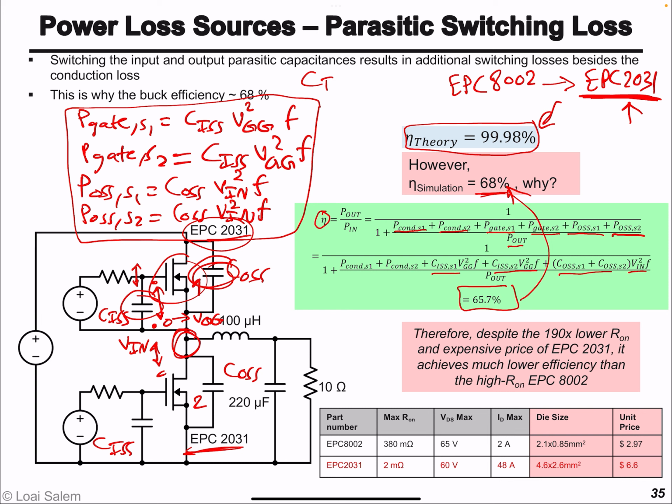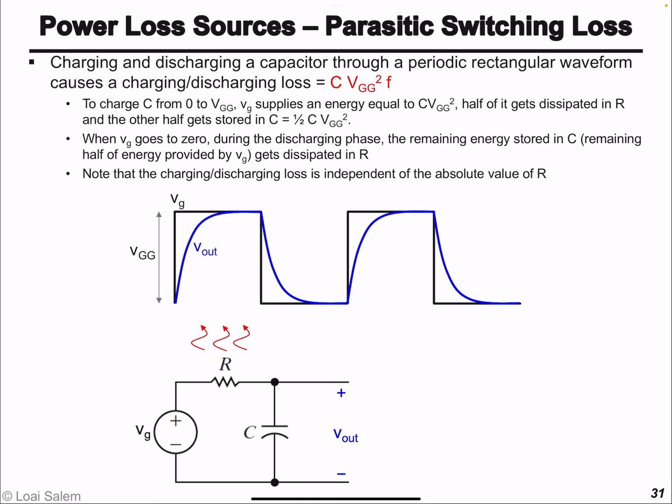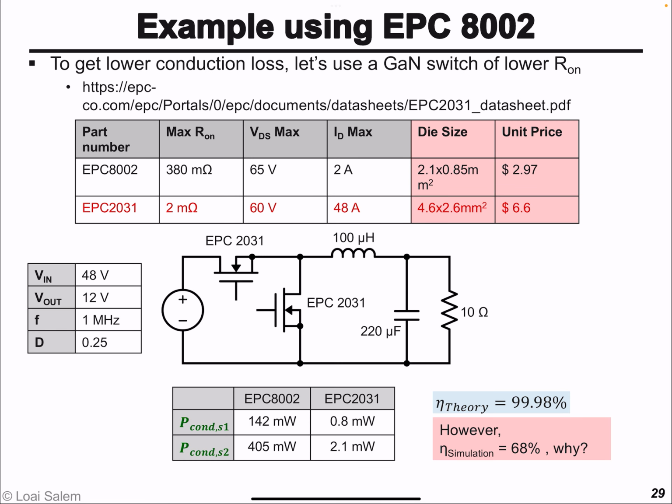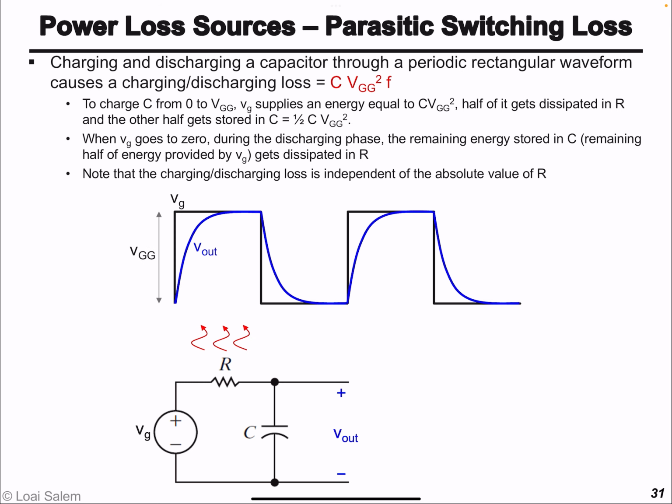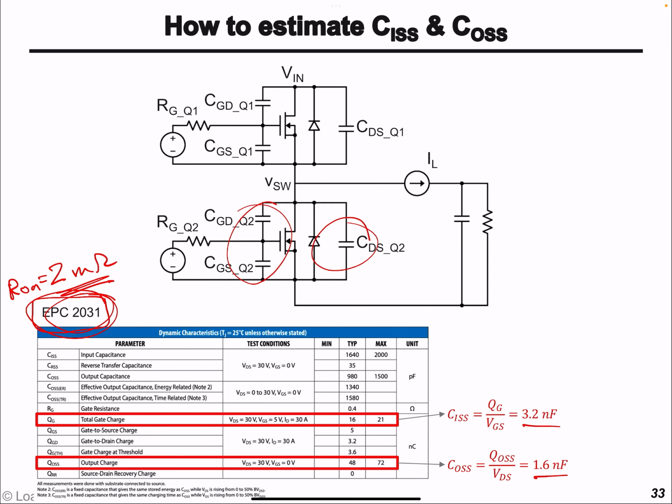As we would expect if we only include the conduction loss, it will actually give us 66%, or according to simulation, 68%. So how can we get more efficiency from the bigger switch? Well, by tuning the switching frequency. If you remember, I selected the switching frequency initially as 1 megahertz. That's very fast. We should lower the switching frequency when we use a bigger switch because it has more switching losses.